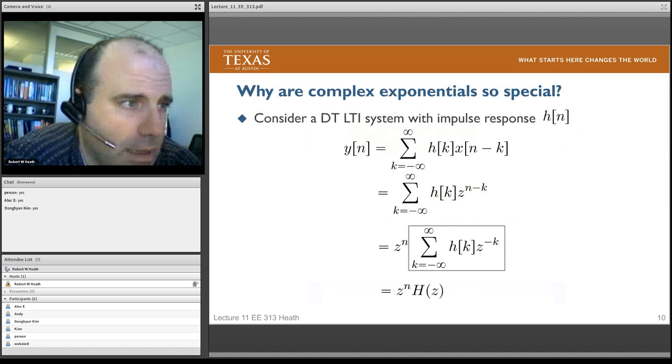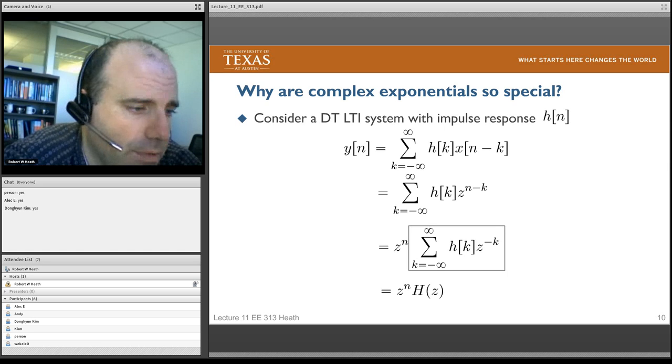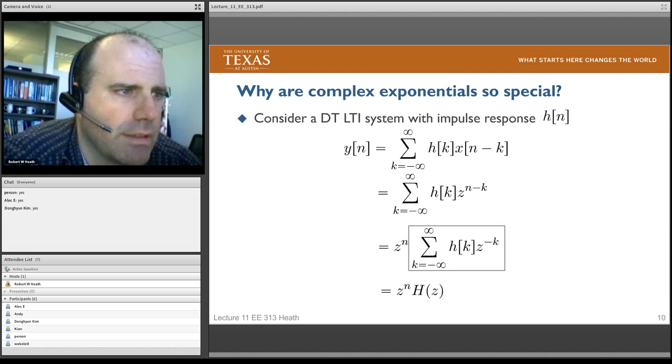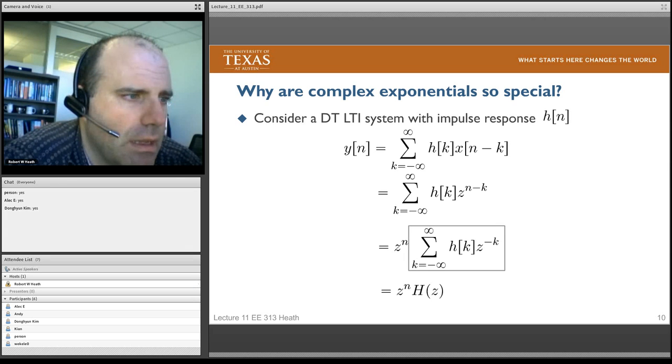Now, let's look again here at the derivation. So, why are complex exponentials special here? Well, if we look at the convolution, we start off on the first step. I'm going to leave h of k in, and then I'm going to convolve with h of n minus k. And what I get here is h of k times z to the n minus k. And for the same reason as before, I can factor out the z to the n. And so I get z to the n times the sum of h of k z to the minus k. And that's equal to H of z here.